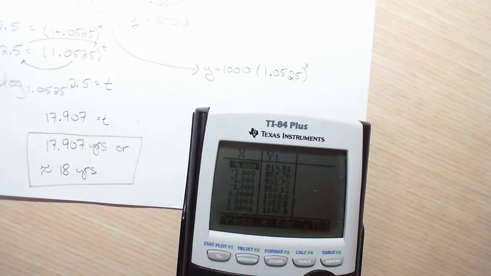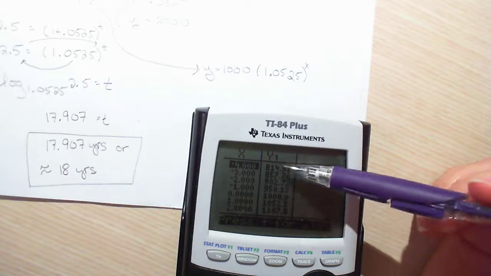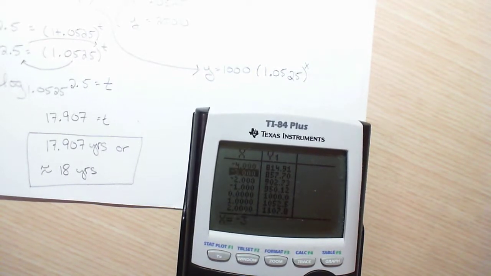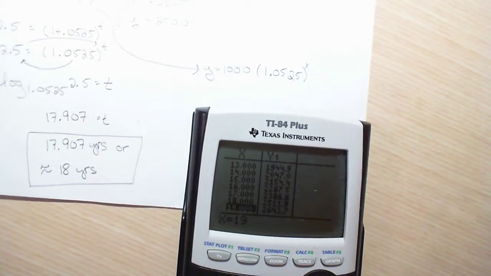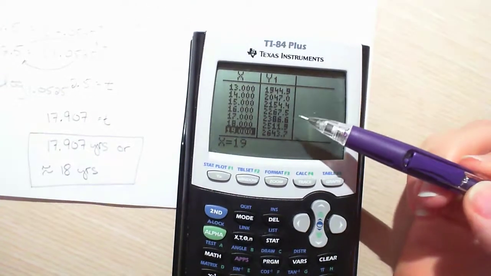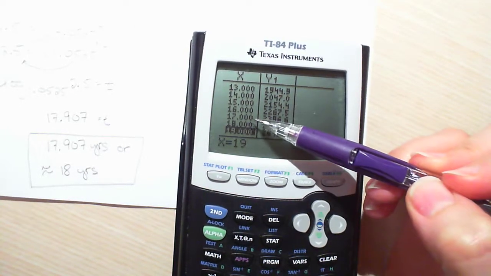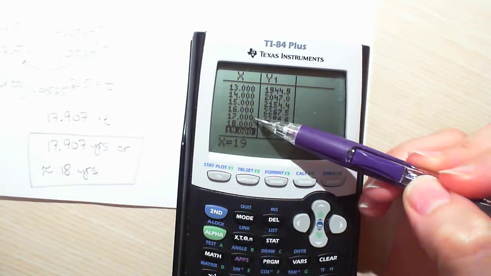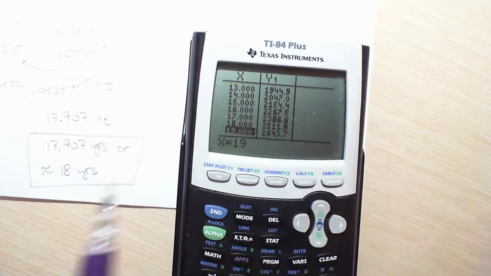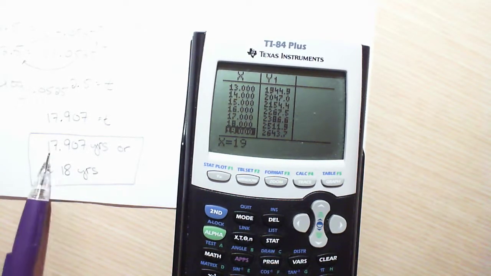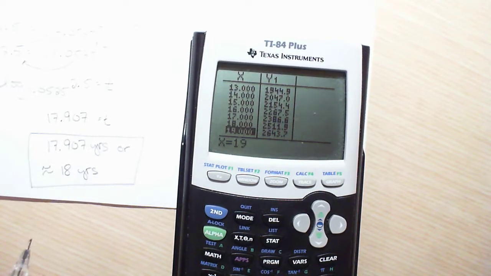I'm just going to go to my table. And remember, I'm looking for when is the output at 2,500. So I'm going to go down until my y values, there we go. Hope you can read this. This is 2386 and this is 2511. So you can see it happens between 17 and 18, which is exactly what we found when we did it algebraically, 17.9. So we solved it algebraically and we confirmed graphically that yes, that's true.